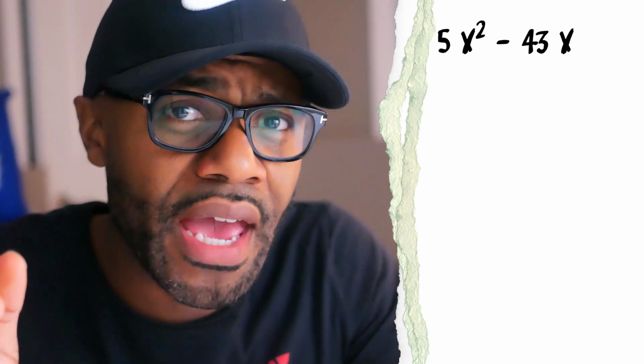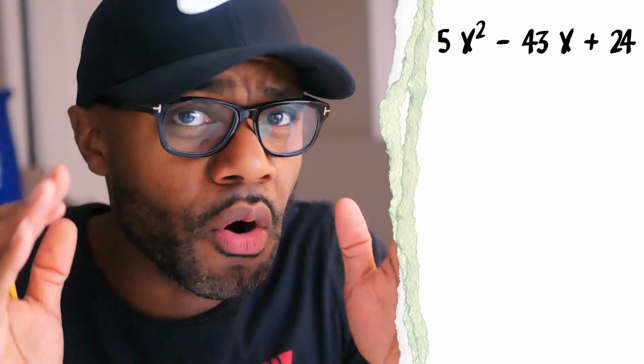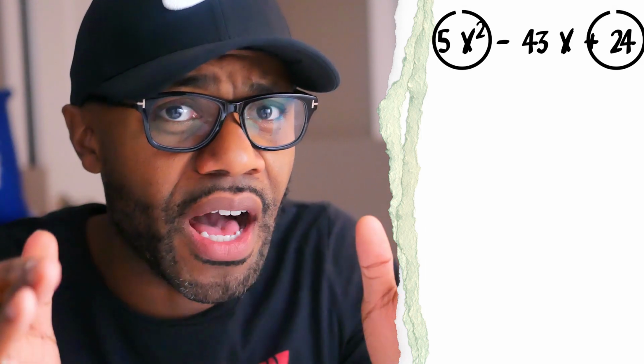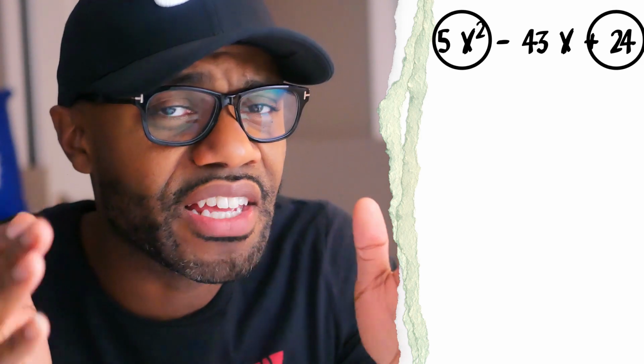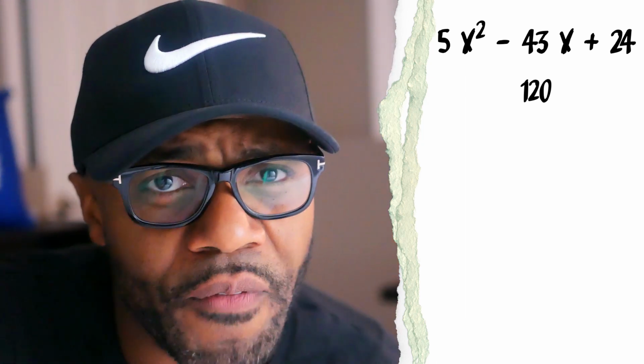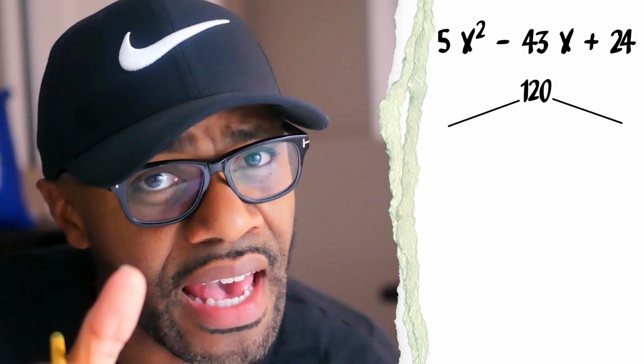Now, let's look at our first example. The first example says 5x squared minus 43x plus 24. According to our rules, we're going to multiply 5 and 24 together. That's going to give us a product of 120. Then we list all the factors of 120. And you can see that here.